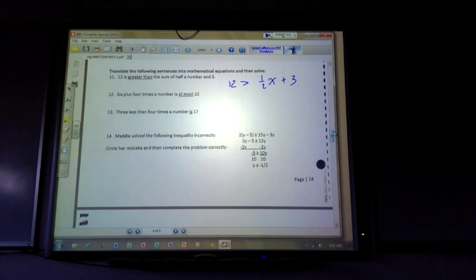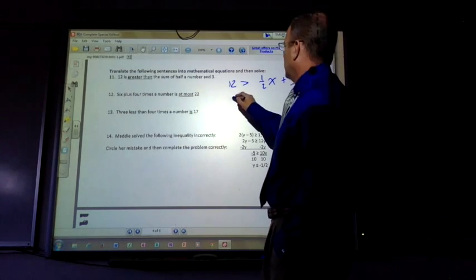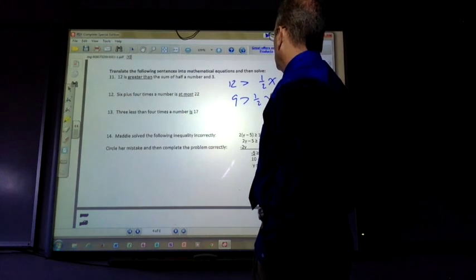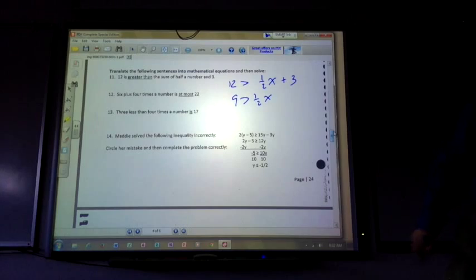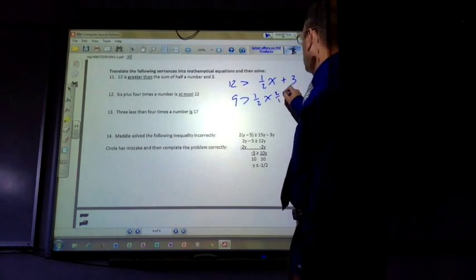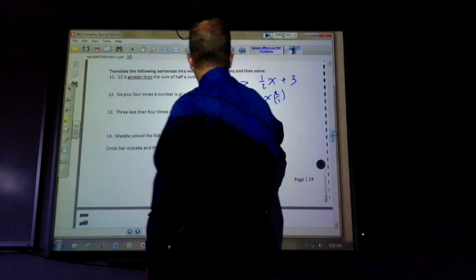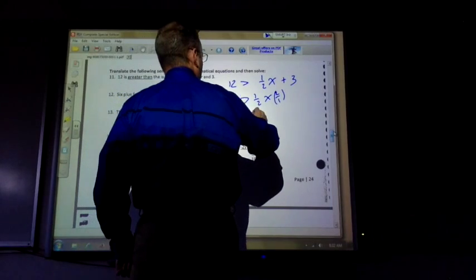Sweet. If I go to start solving it, what should I do first? Subtract 3. Okay, I can subtract 3. Some of you are saying, why didn't you just multiply everything by 2 over 1? Could I have done that as well? Mm-hmm. So I heard subtract 3 first, so let's go with that. So I'm getting 9 is greater than half x. Multiply both sides by what? 2 over 1, which is the same thing as 2. So 18 is greater than x.